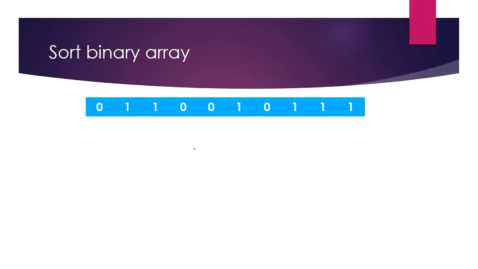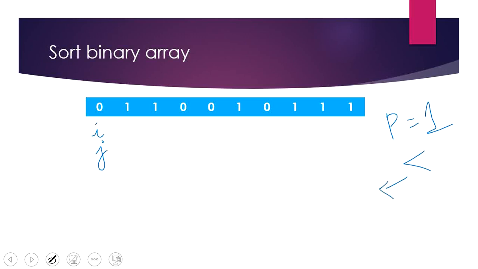Now, using the same logic as we saw in our previous video, we are going to have pointers i and j starting at our first index, and we're going to set our pivot element as 1, because we know in one pass our pivot element will be placed exactly where it has to be. The numbers less than the pivot element will be on the left side of the pivot and greater than the pivot element will be on the right side of the pivot.